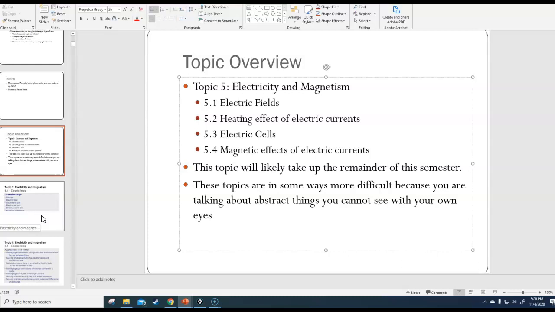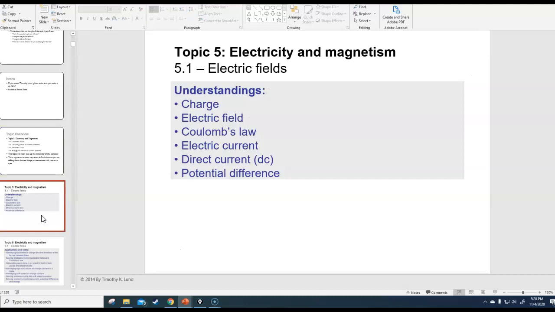Okay, so just to introduce you to 5.1. 5.1 is called electric fields, and some of the things we'll be talking about are charge, electric field, Coulomb's law, electric current and direct current. We'll talk more about that in the next unit, but we will also talk about potential difference in 5.1.